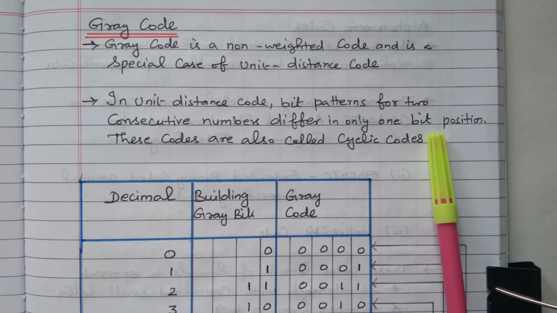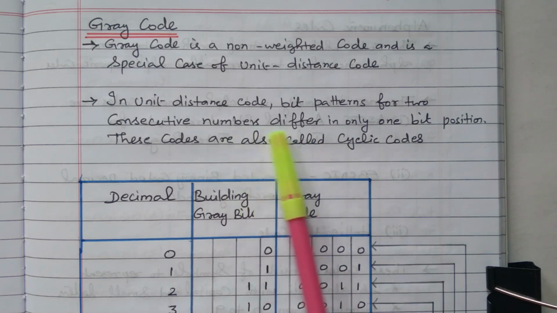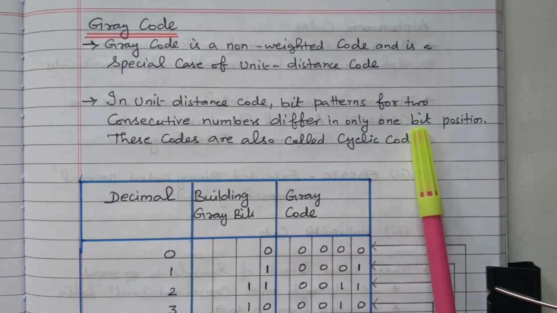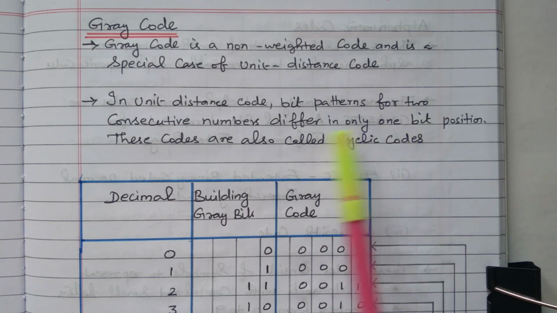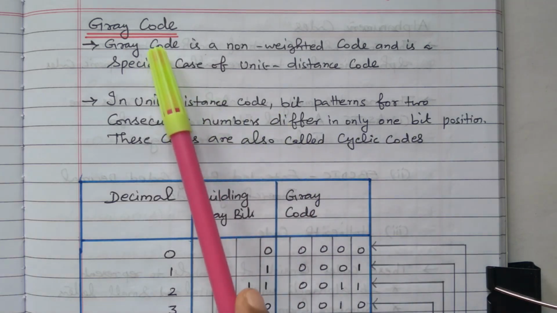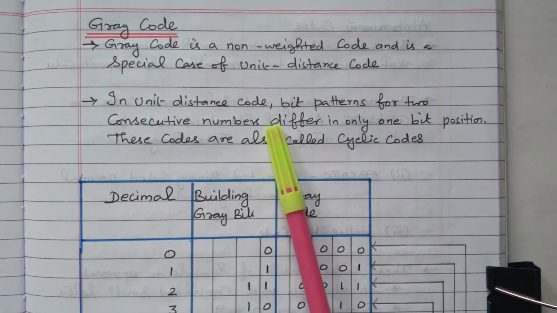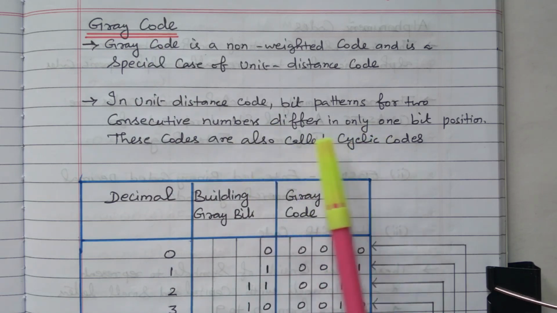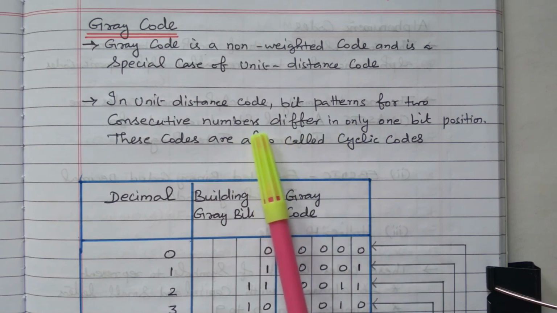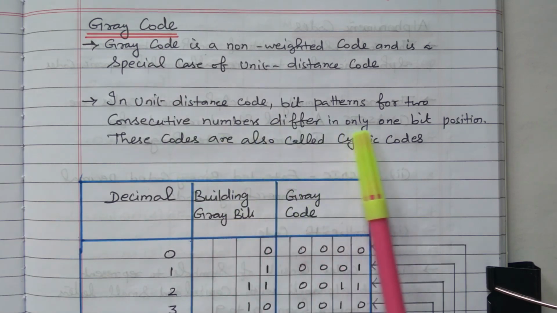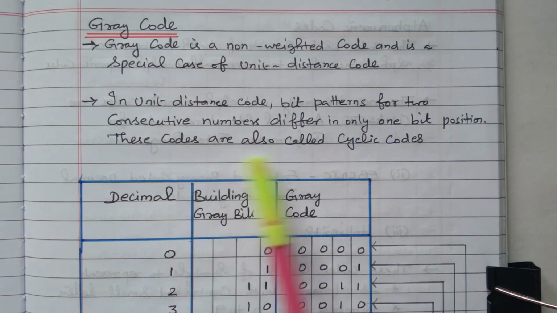Not more than one bit will differ, and that is useful for transmitting data. Changing the circuit position from 0 to 1 and 1 to 0 is very useful because only one bit changes and the other bits remain the same. That is called a unit distance code, called a gray code. It's a special type. There is no specific weightage and no specific pattern in the gray code. The only advantage is that consecutive numbers differ in only one bit. It is also called a cyclic code.